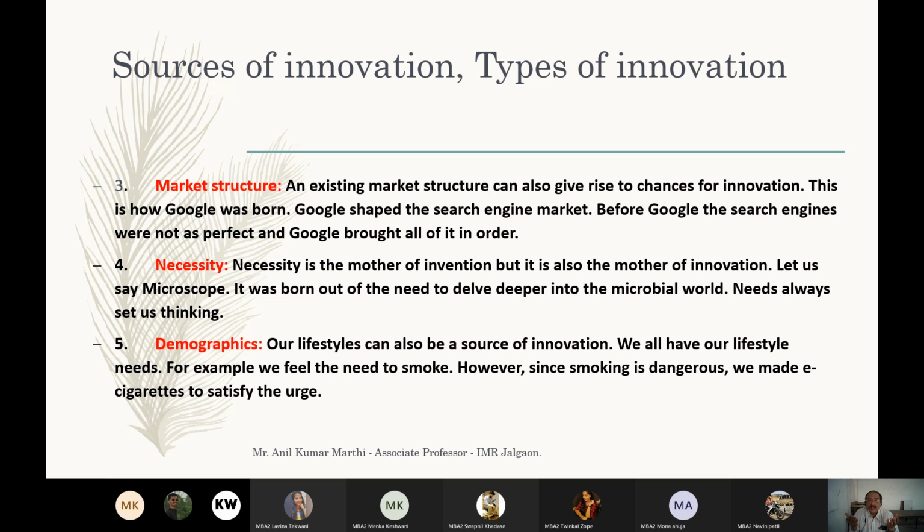Right. So previously there was no equipment or nothing wherein you can actually see what is inside so that we can bring out a solution. But microscope, necessity has made people invent a microscope.